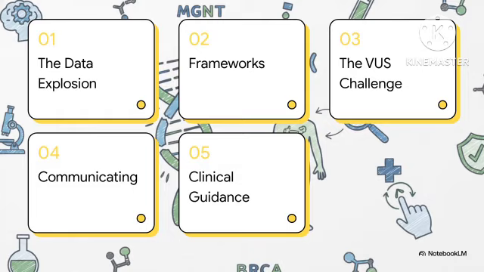So here's our game plan. We're going to start with just the sheer scale of the data problem we're facing. Then we'll look at the frameworks that have been built to try and manage it all. A big chunk of our time will be on the VUS challenge, that's variants of uncertain significance, before we get into communication strategies and finally some real-world practical guidance for your clinic.